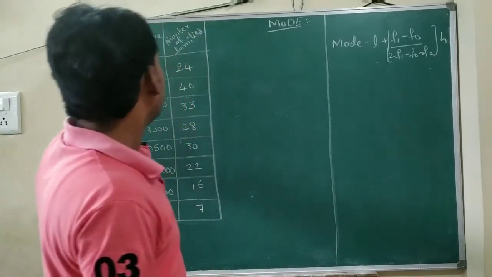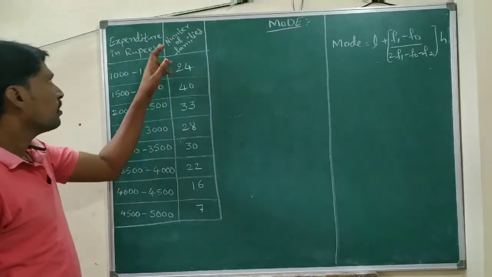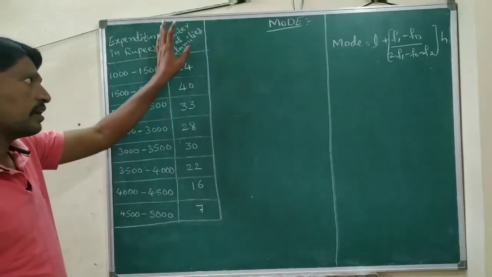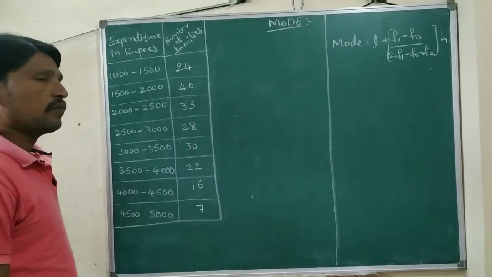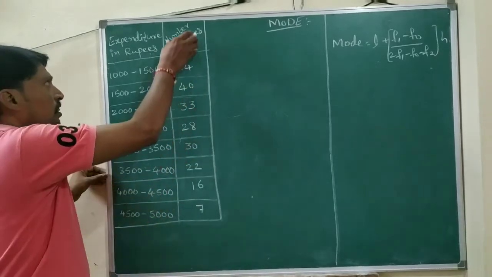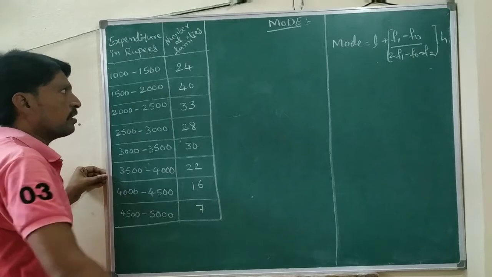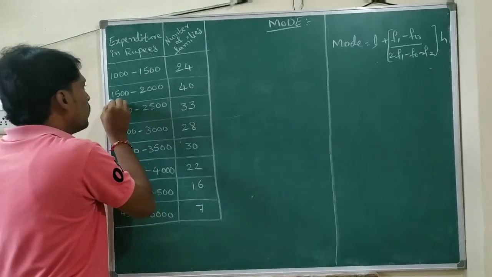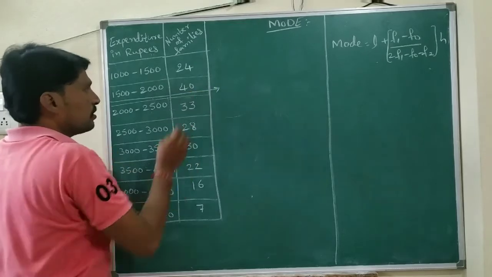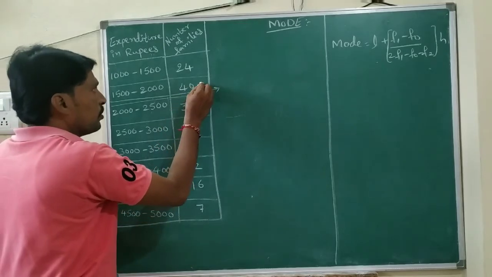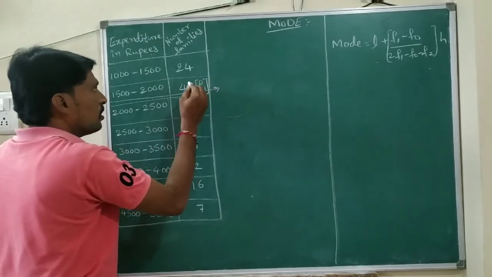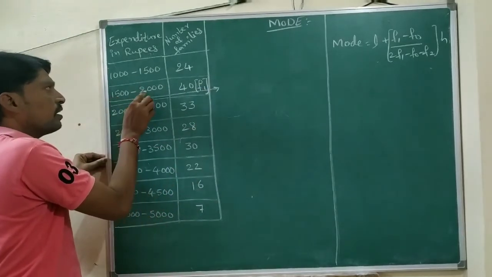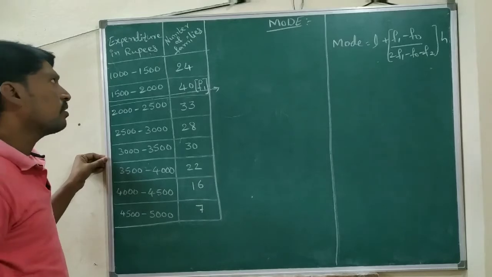Now here expenditure in rupees we are taking as class intervals, and number of families we are taking as frequency. In these frequencies, what is the highest frequency? Maximum frequency is 40. You can underline that column. That highest frequency you have to take as F1. Now the modal class is 1500 to 2000.